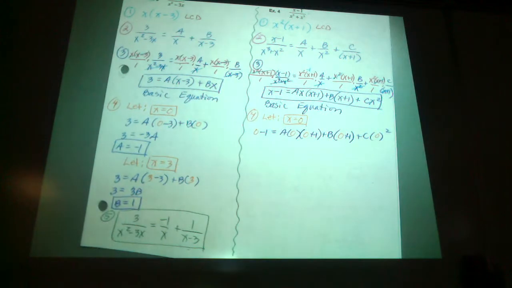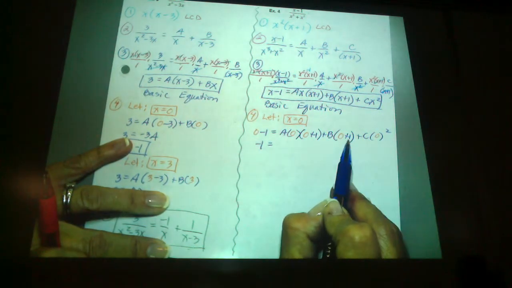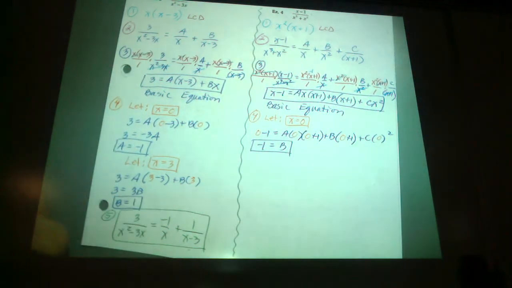On the left, 0 minus 1 is -1 equals. Then 0 plus 1 is 1, times b is b. Didn't that just solve for b quite easily?